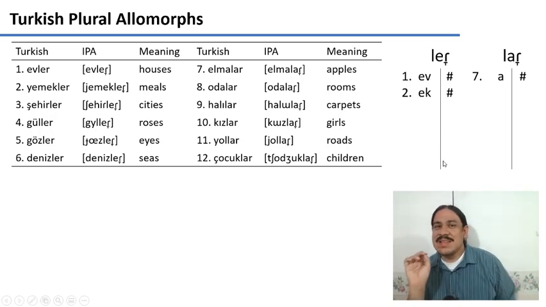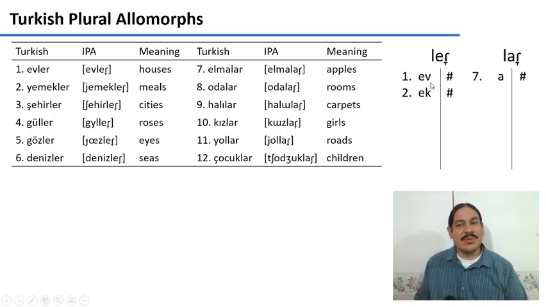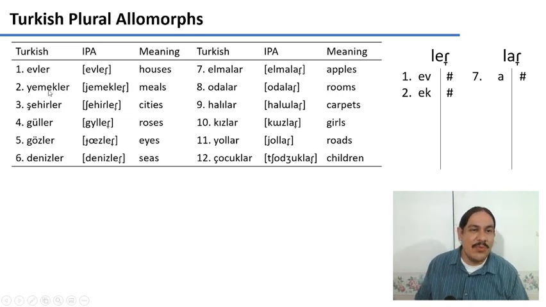I want you to do something slightly different this time. I don't want you to just get the neighboring sounds, but I want you to go one sound over to the previous vowel. So for example, in number two, yemekler, the morpheme ler is preceded by a k, but that's not a vowel. You'd have to go one sound over to find a vowel, e. In the first one, evler, the morpheme is preceded by a v, so we have to go one sound over to find a vowel, e.